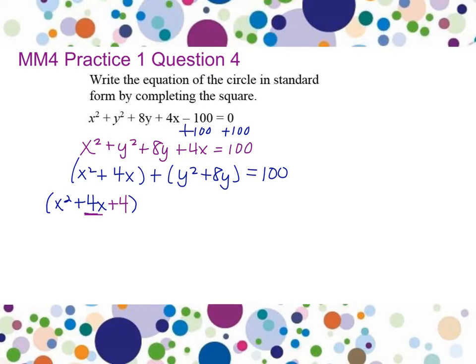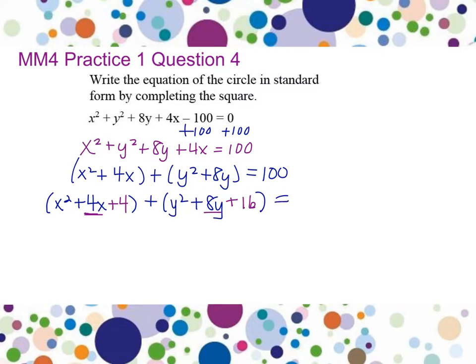Okay, we're also going to do the same thing to that y expression. So y squared plus 8y. When we look at the middle term, the y comes from y squared. The 8 is made up of the number 2 and the square root of our third term. So 8 divided by 2 is 4. 4 squared is 16. So we end up adding 16.